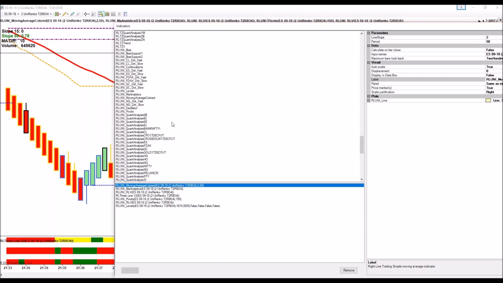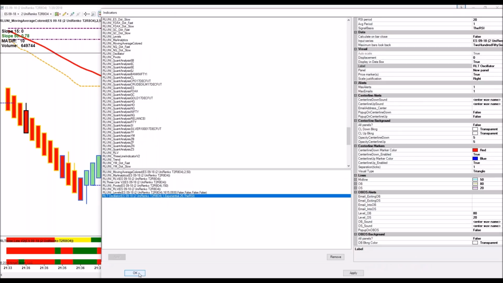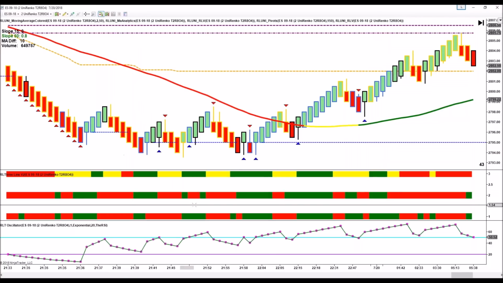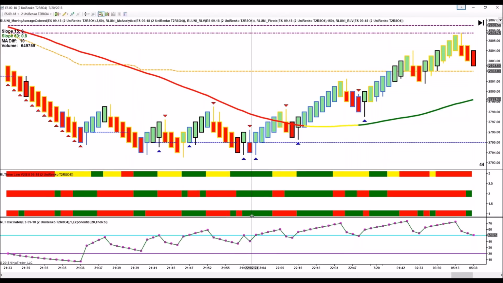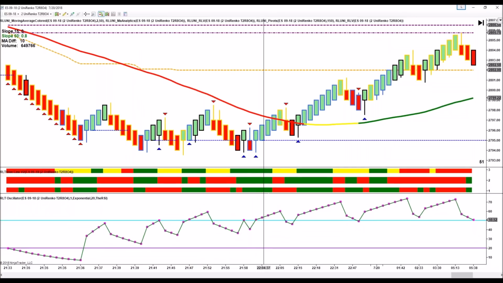Now let's see the pivots. And then we'll get into the others, the good stuff. Let's look at the oscillator. Now the oscillator is unique. And let me explain to you a couple of things about it.